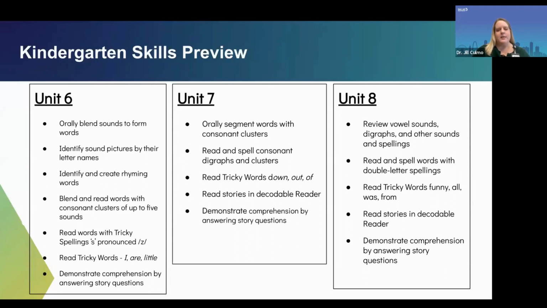Students develop automaticity in blending and segmenting these sounds through phonemic awareness activities, chaining exercises, practice activities, and partner and independent reading. Finally, in Skill 8, students are introduced to double letter spellings for consonant sounds, as well as 4 high-frequency tricky words: funny, all, was, and from. Results from this unit's student performance task assessment informs teachers on which students are ready for the next unit and those who need targeted support with previously taught skills.